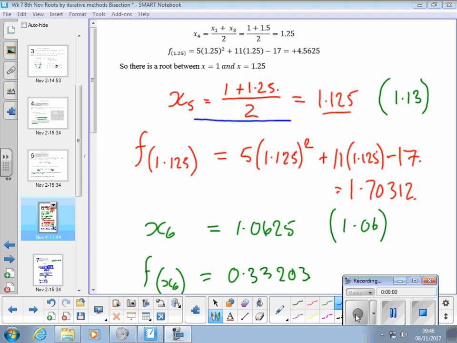has found x5. We know the root lies between 1 and 1.125. So we find the next guess by finding the midway point between. That comes out at 1.1. Now that rounds to 1.13 to 3 significant figures.